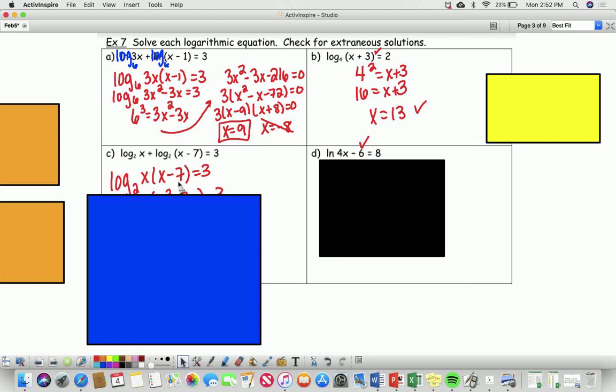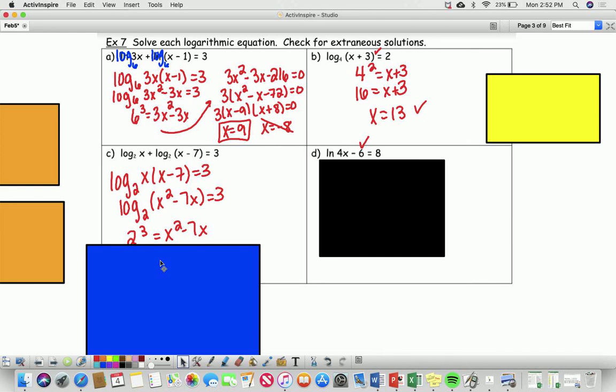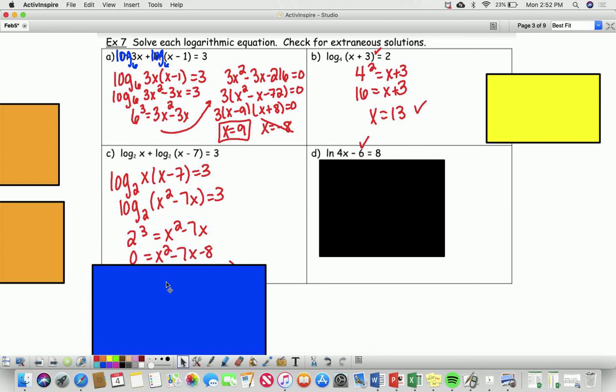Next step, we're going to distribute that x. So it becomes x squared minus 7x. And just like we did in part A, rewrite. So b^n = x becomes log_b x = n. I'm going to make that 2 cubed an 8 and move it on over.